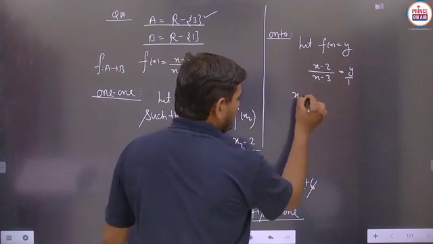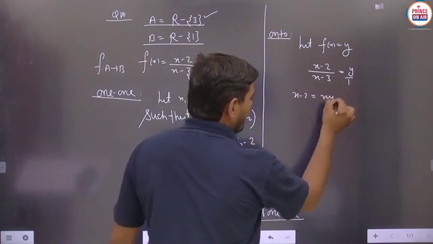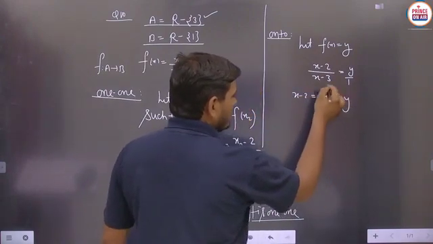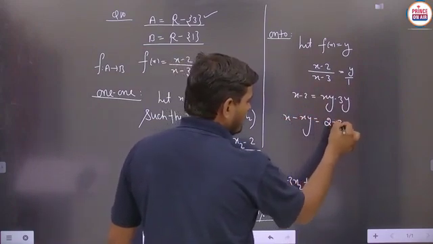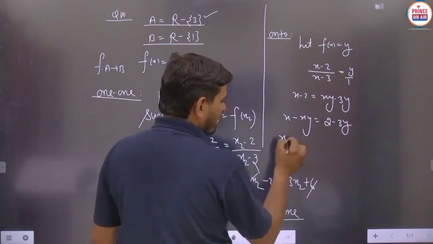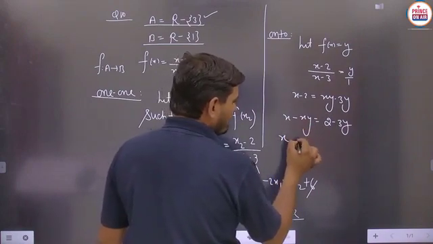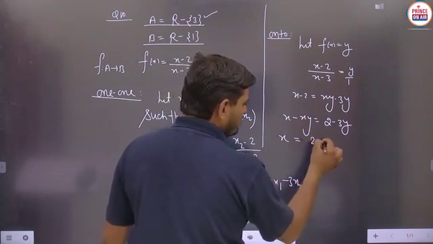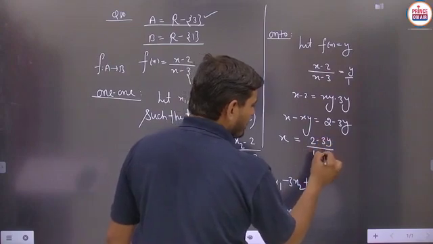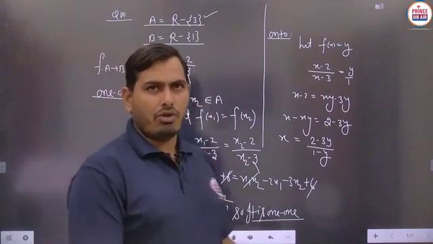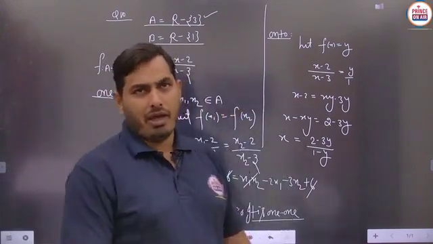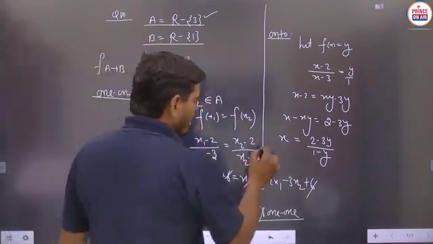So x minus 2 equals xy minus 3y, and we can shift the x terms: x minus xy equals 2 minus 3y. Here you can take x common, so it is x times (1 minus y), so x will be written as (2 minus 3y) upon (1 minus y). So now x is written in the form of y, and now we have to check the pre-image of the codomain.